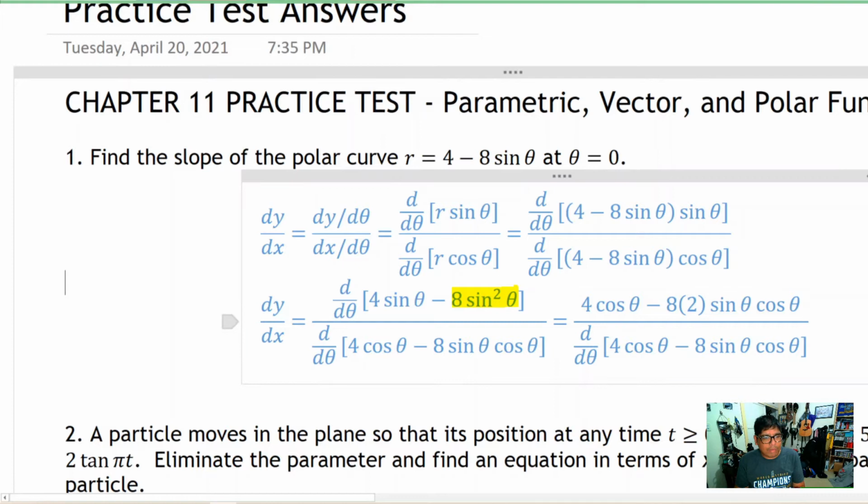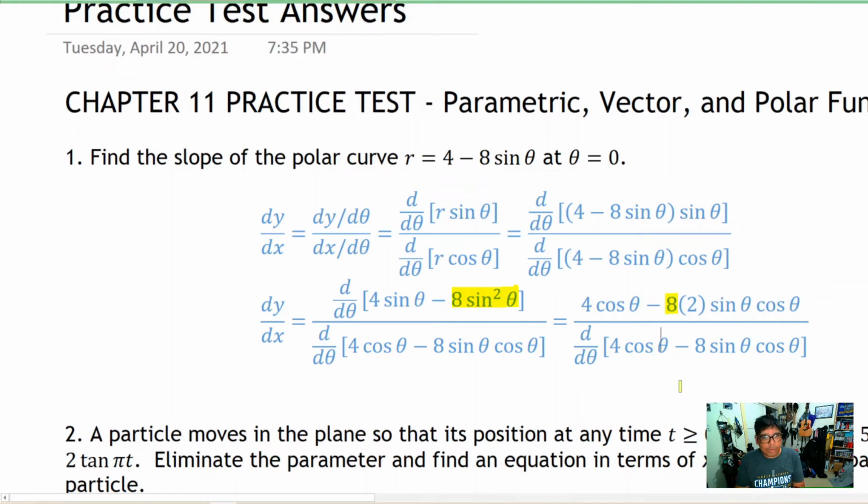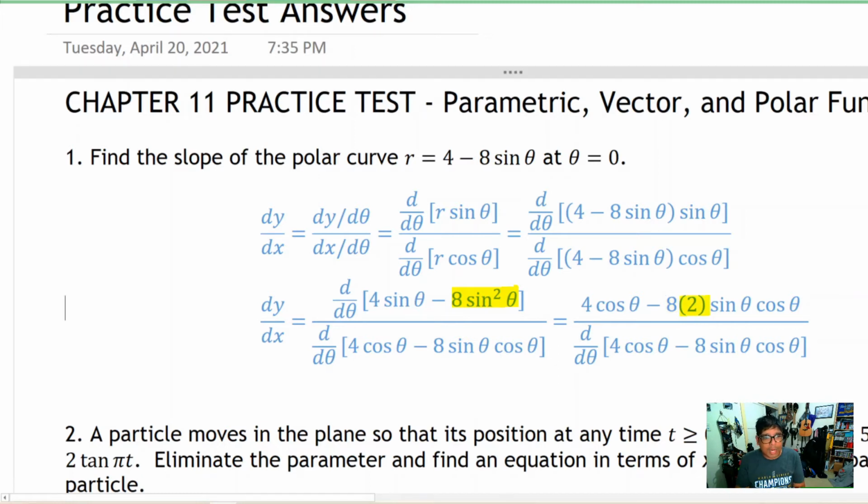And the derivative of 8 sine squared theta is a power rule. First we start with the 8. Then we multiply by the old power, which is 2. Then we decrease the power, so now we get 2 sine theta. And then we multiply by the derivative of sine theta, which happens to be cosine theta.